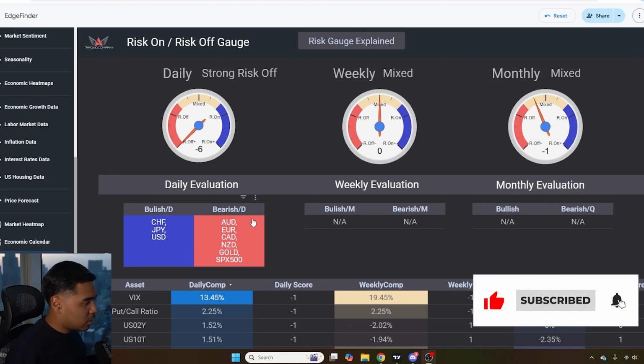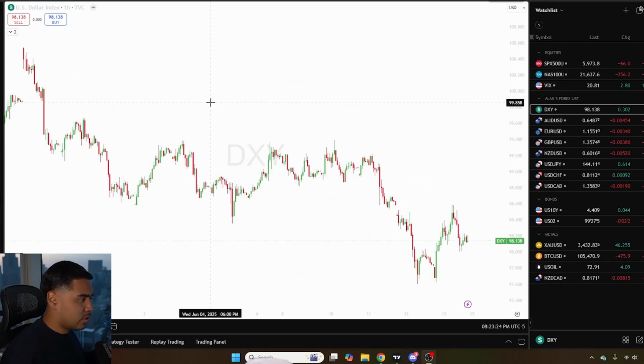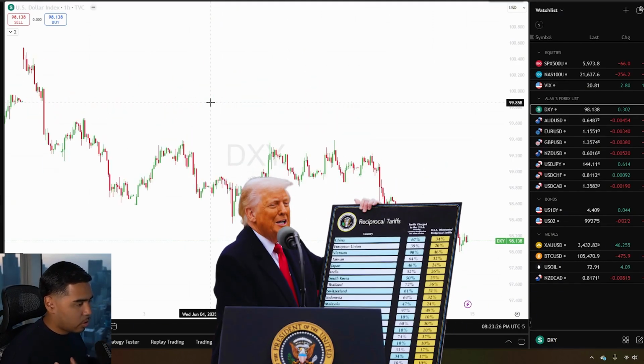And you can see on the contrary, the Australian dollar, Euro, Canadian dollar, New Zealand dollar, gold, well, gold not so much, but the S&P 500, equities, those are risk on assets. So when things get really uncertain, those inflows leave those assets and go into the Swiss franc, the yen, the US dollar, and gold.